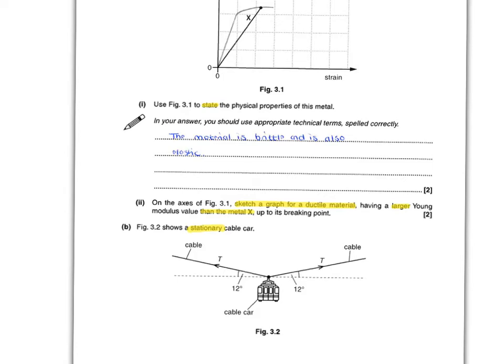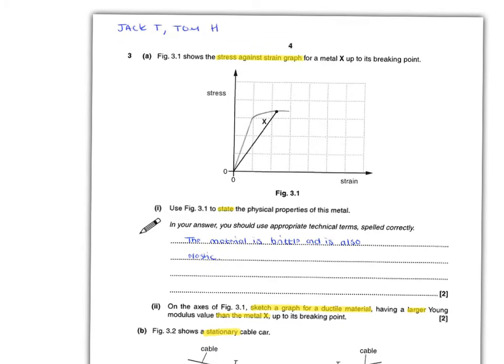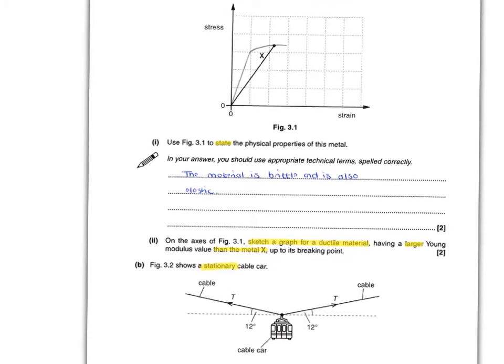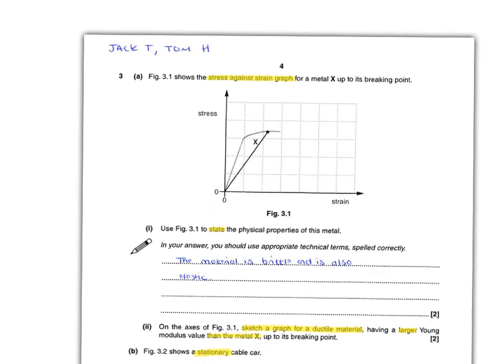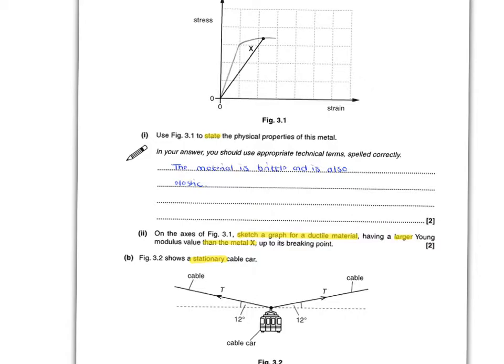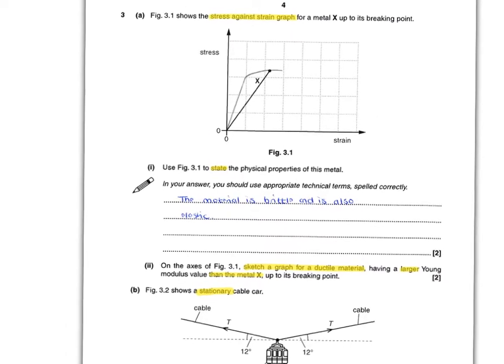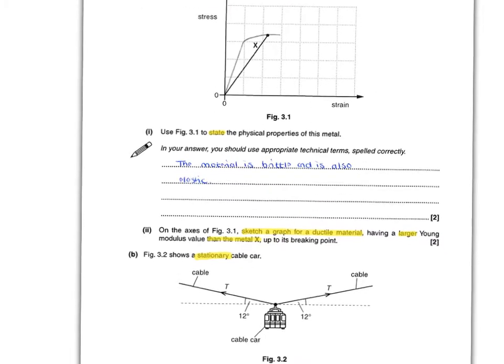Simply for question 3AII, you need to sketch a graph for a ductile material that has a larger Young modulus than the metal X. So for this, to prove that it's got a larger Young modulus, you need to have a steeper gradient and less strain, but it also undergoes plastic deformation as it is a ductile material.